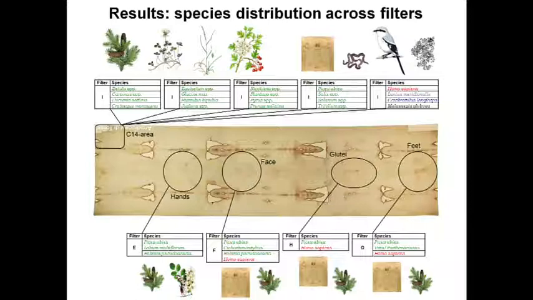I'd like to stress that the lateral edge, the filter in the corner of the shroud, was the richest in plant DNA, and that human DNA was found abundant across all filters, exception made for the filter E, the hands. And I know that Giulio Fanti has an explanation for this.